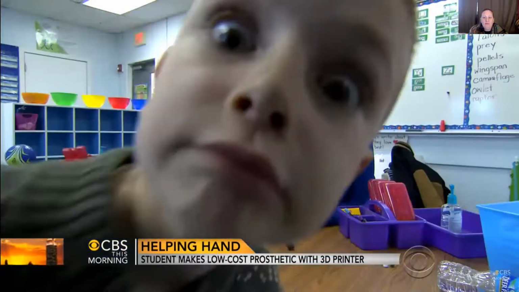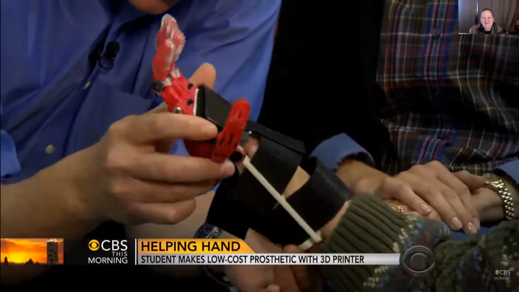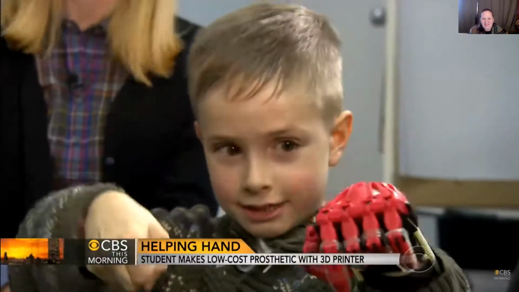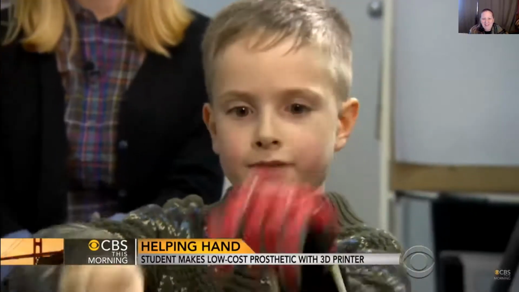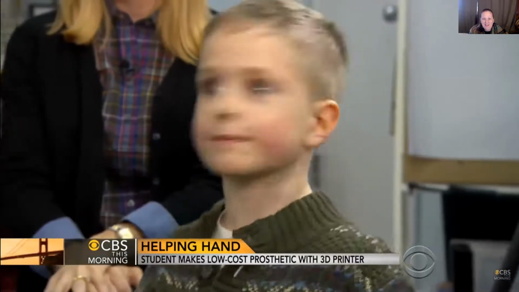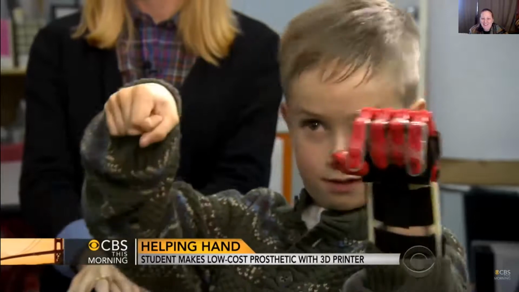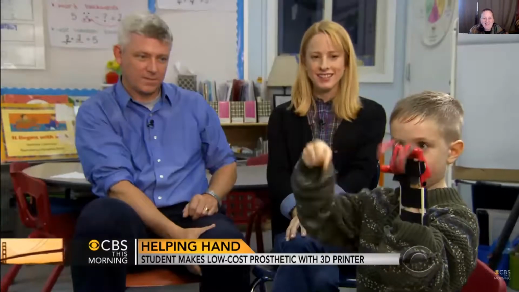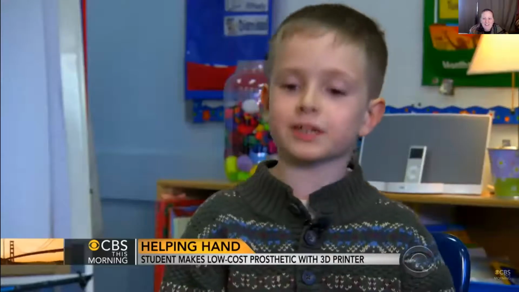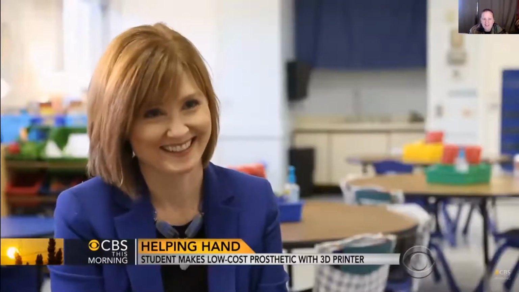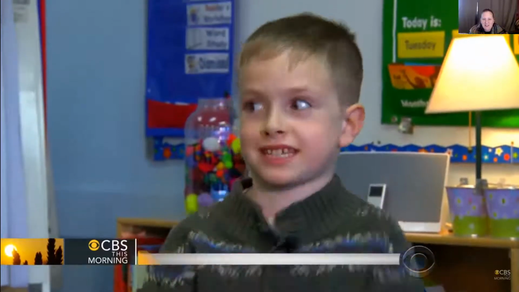Ask first grader Holden how his new hand works, and he'll be happy to demonstrate. When I bend my hand in like this, say close. When I bend it this way, no. At 7 years old, he's become an expert on the workings of this novel device made out of plastic for roughly $20. It's an amazing $20. And normally the materials cost about $1,000.